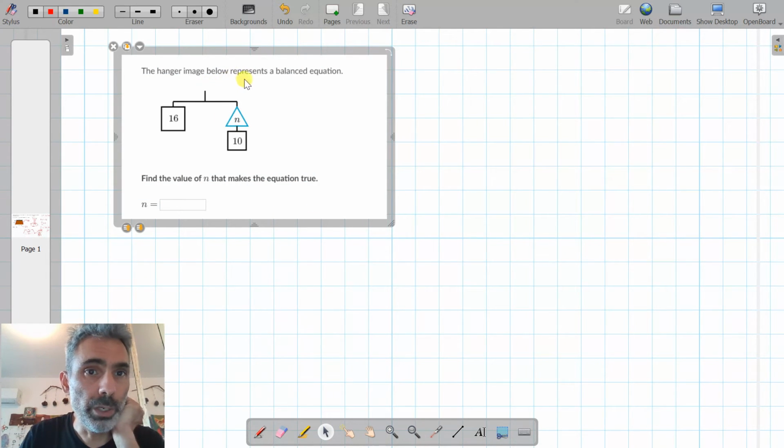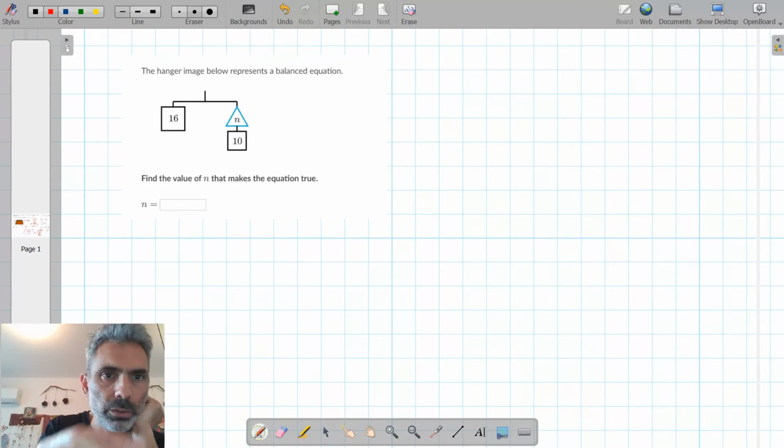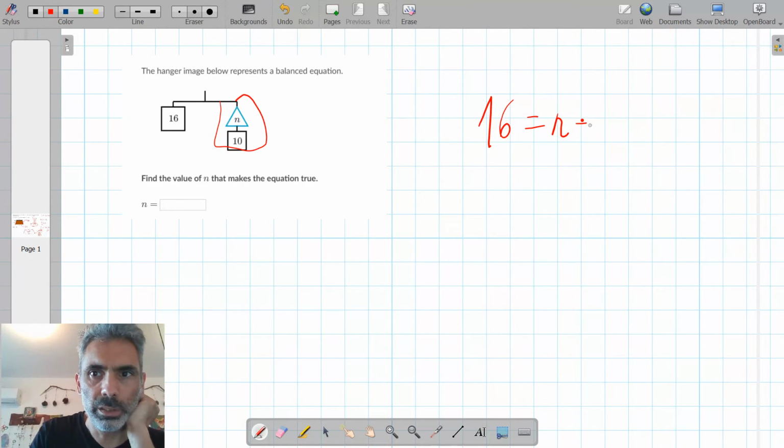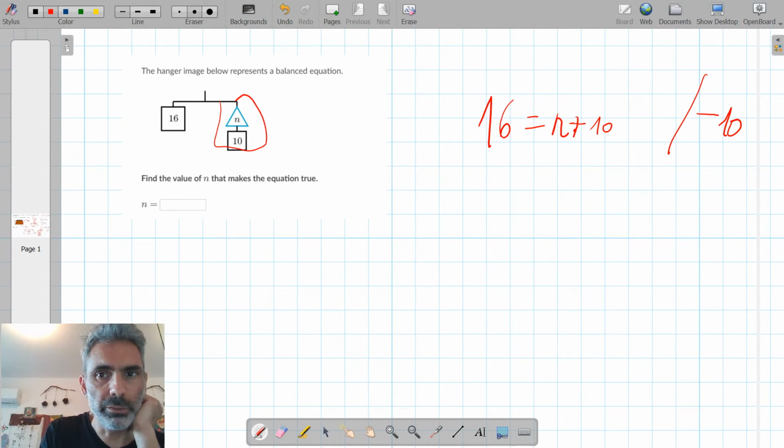The hanger image below represents a balanced equation. Find the value of n that makes the equation true. Okay, so we see that on the left-hand side of the hanger, we have 16. And this equals these two parts here, which is n plus 10. So to isolate the n, so we know its value, we need to subtract 10 from both sides of the equation.